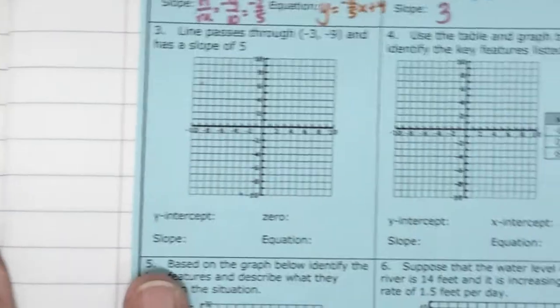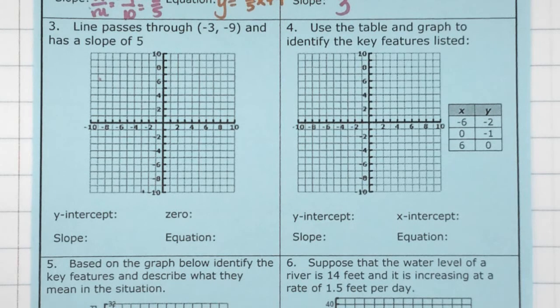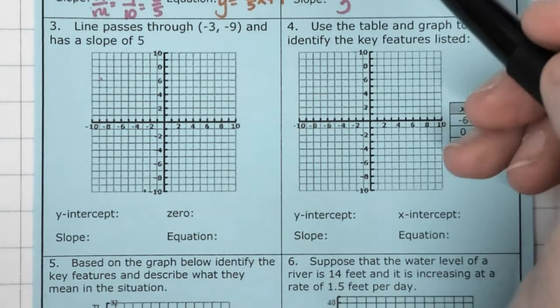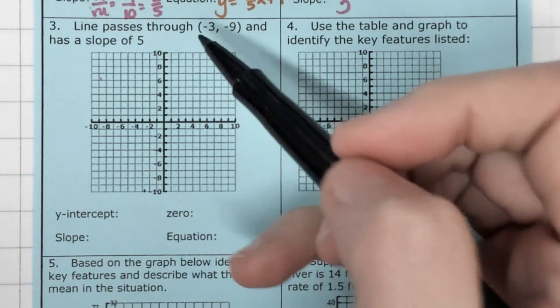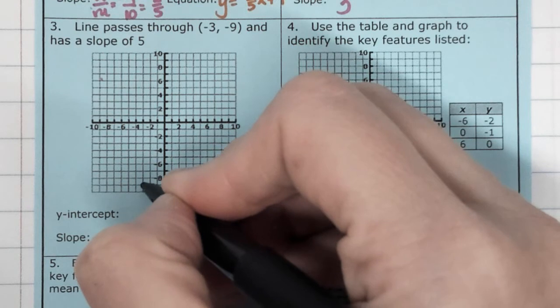Let's try this one. Now, number 3 is a little bit scarier because it gives us a point and the slope. And remember how, last time, being given a point and the slope was kind of a little terrifying? Well, it's not that bad because now when I'm graphing it, instead of starting at the y-intercept, I'm going to start at whatever point they gave me. So I'm going to start by plotting a point there, negative 3, negative 9.